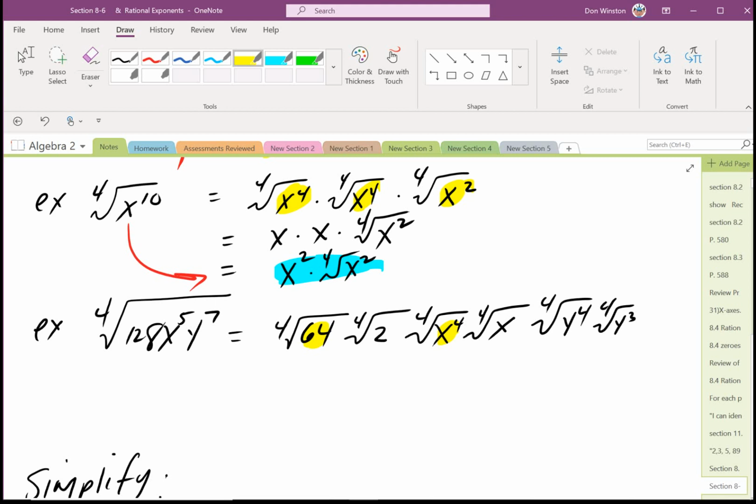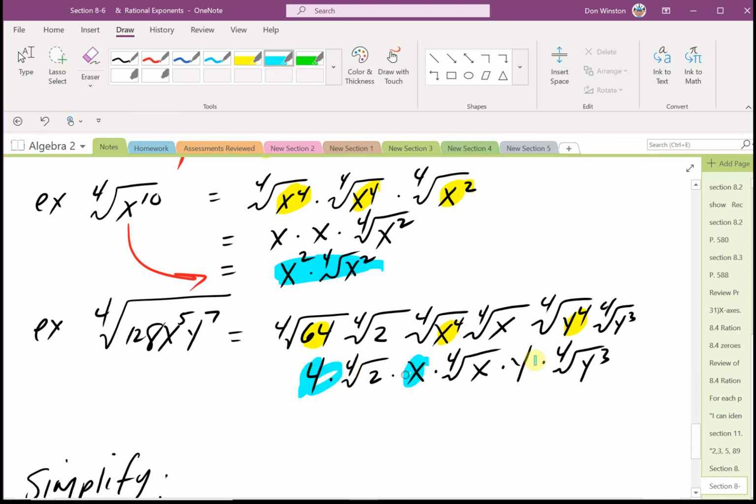The fourth root of y to the seventh, I'll break that up: the fourth root of y to the fourth times the fourth root of y to the third. So now I'll simplify what I can. The fourth root of 64, that's just 4, times the fourth root of 2. The fourth root of x to the fourth, that's just x, times the fourth root of x. And then the fourth root of y to the fourth, that's just y, times the fourth root of y to the third.